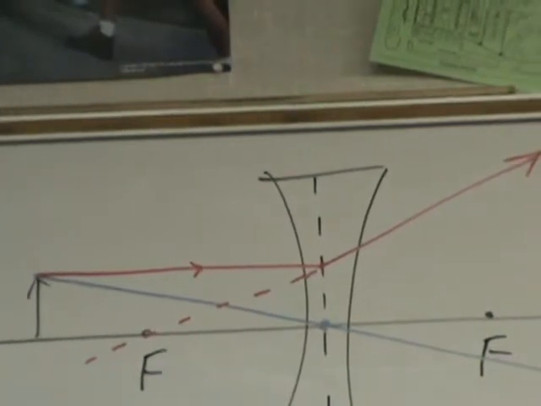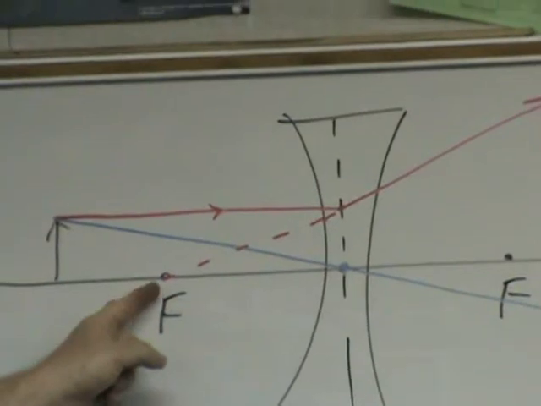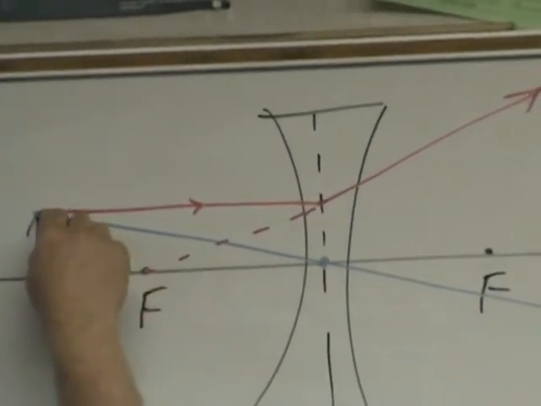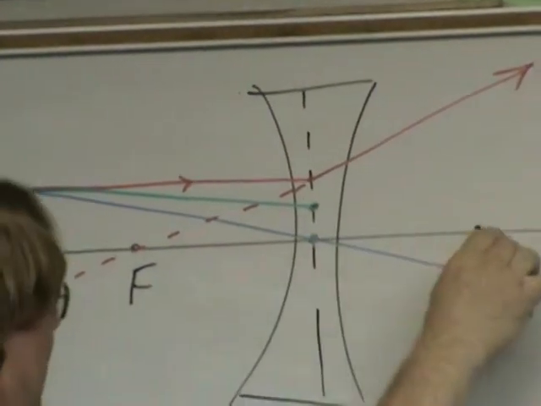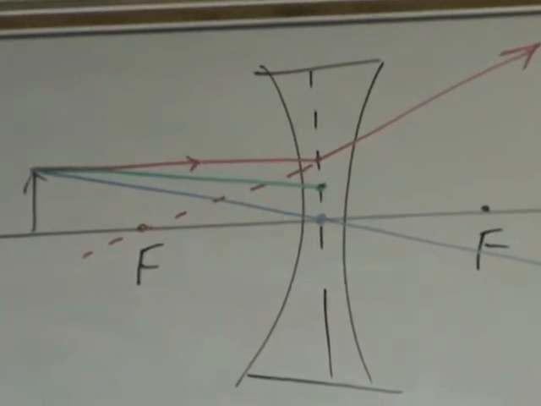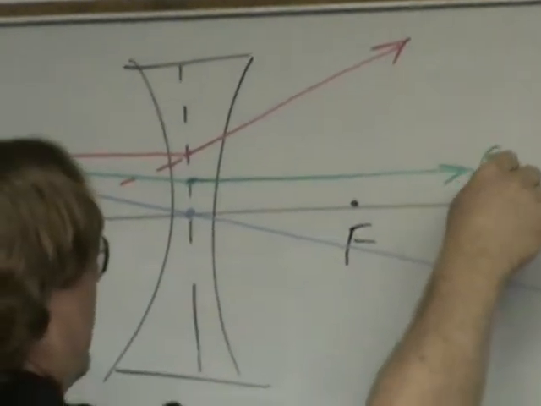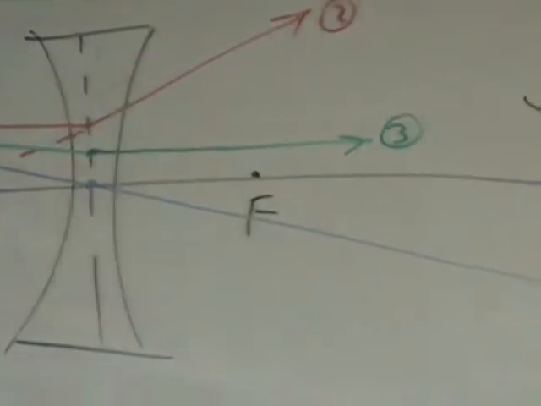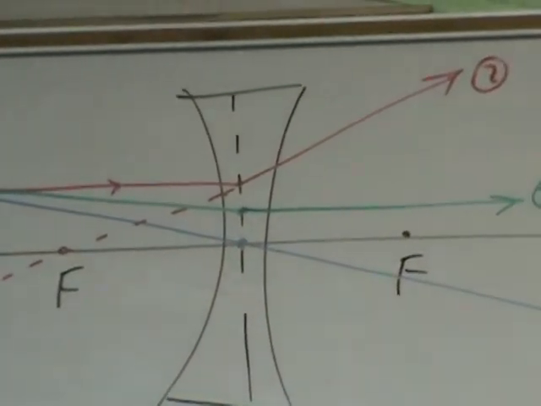But this is the weird one. This ray does not go through the near focus. That ray goes towards the far focus. And that's the part that messes people up. It hits here because it was going towards the far focus, and then it refracts parallel to the principal axis. And that's ray number 3. This is ray number 2. So your ray goes towards the focus, and before it can hit it, it refracts off parallel.